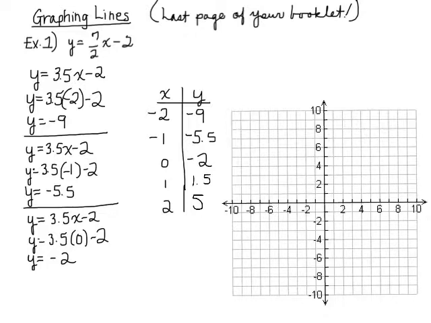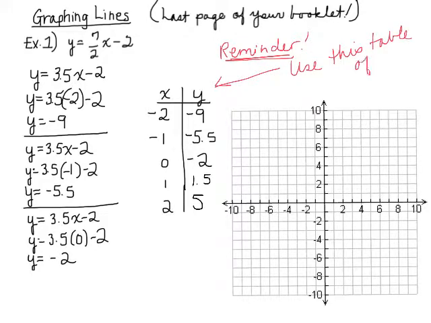Just a reminder, you are going to use this table of values for all of the rest of the graphs, numbers 2, 3, 4, 5, and 6. You're going to be setting it up the exact same way, putting your X, putting your Y, making your T chart, but you're going to use these X values in your table of values for the rest of them. You have to solve for this part here.